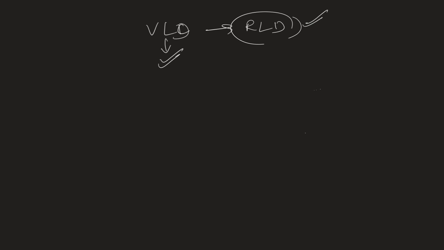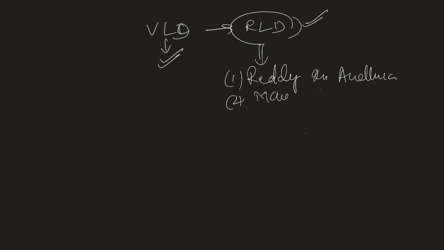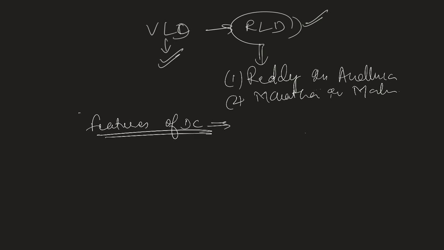So now coming to the regional level dominance, examples are Reddis in Andhra, Marathas in Maharashtra. These are all regional level dominant castes. Next, what are the features of a dominant caste? They have certain classical features. So what are these features?